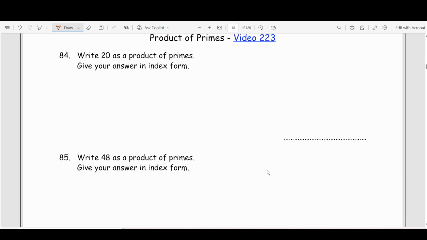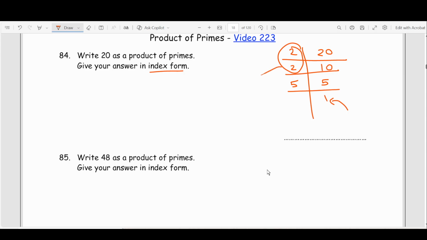So write 20 as a product of prime, and write your answer in index form. So what you need to do, 20 as a prime means you need to do prime factorization. Because 20 is even number, so we divide by 2. If we divide by 2, we get 10. Again we divide by 2, we get 5. Again we divide by 5. 5 divided by 5 is 1. So we need to divide until we get 1 here, okay?